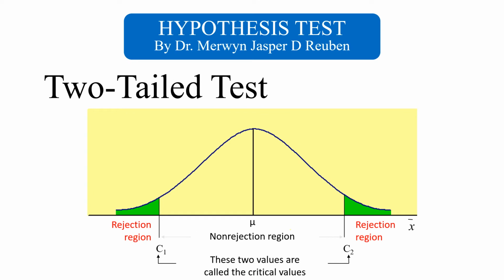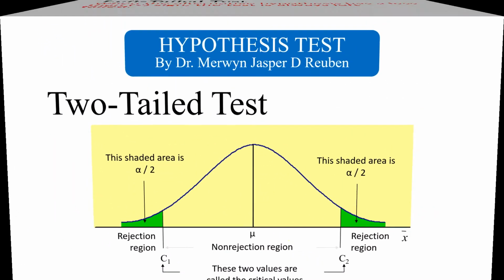The regions to the left of C1 and to the right of C2 are called rejection regions. So if your calculated value lies within this region, then we reject the null hypothesis. The green shaded region in the left tail, that is to the left of C1, has an area of alpha by 2, and the green shaded region in the right tail, that is to the right of C2, has an area of alpha by 2, where alpha is the significance level.